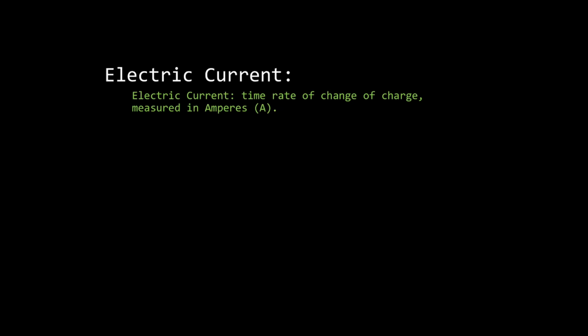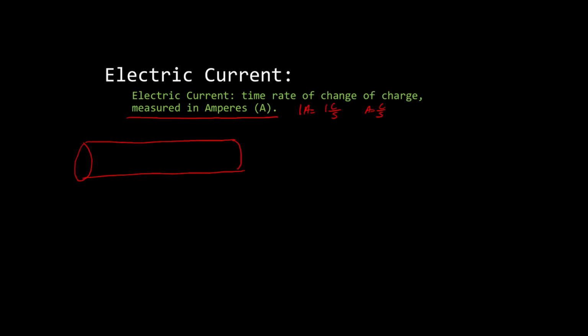The formal definition for electric current is that it is the time rate of change of charge, measured in amperes. So 1 amp is equal to 1 coulomb per second, where an amp is also the same thing as a coulomb per second. So to understand electric current, we're going to look at a copper wire.